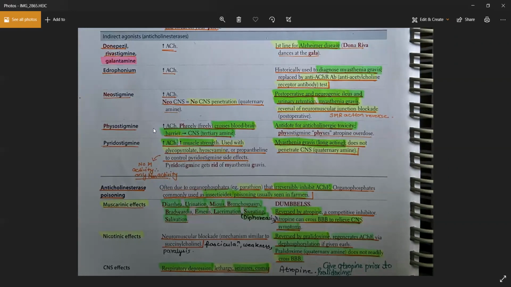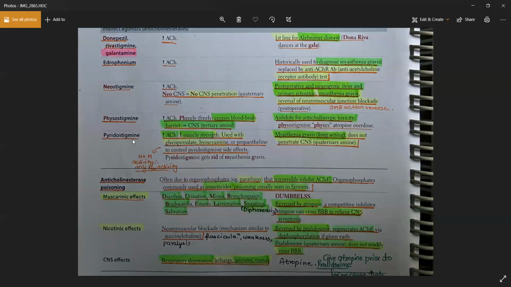Then comes the physostigmine, a drug which can easily cross the blood-brain barrier. So you always use this agent whenever you get toxicity from an anticholinergic agent like atropine. Why? Because it will inhibit the symptoms both inside the brain as well as outside the brain in the body, since it can easily cross the blood-brain barrier. So it will reverse every muscarinic symptom in the body. So physostigmine is for the treatment of anticholinergic toxicity. Then comes pyridostigmine, which is a kind of long-acting drug.